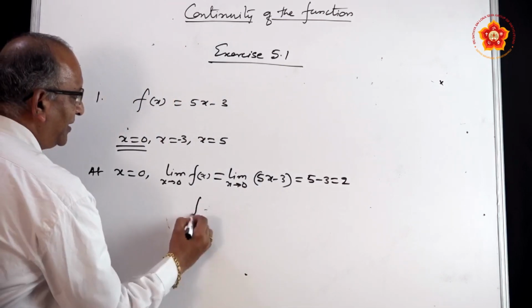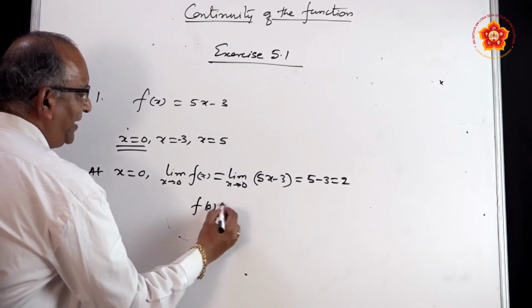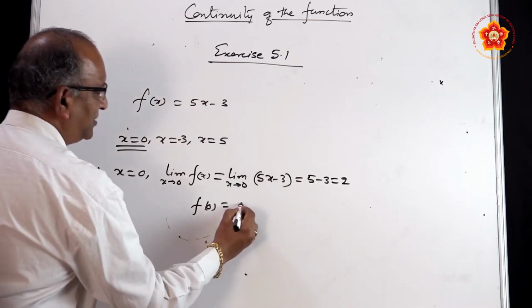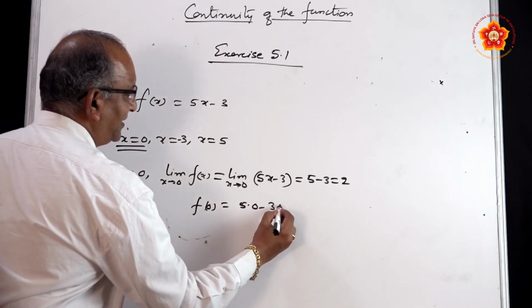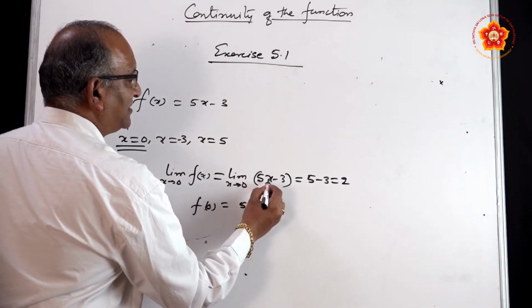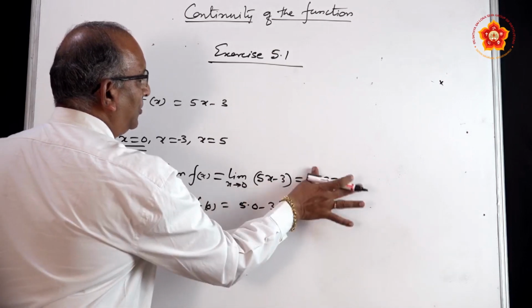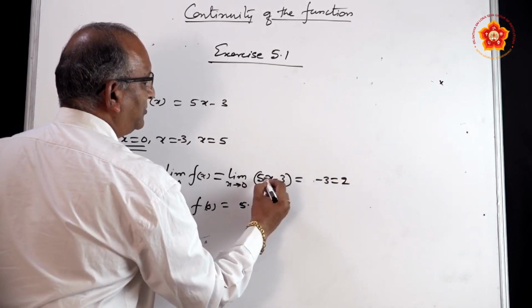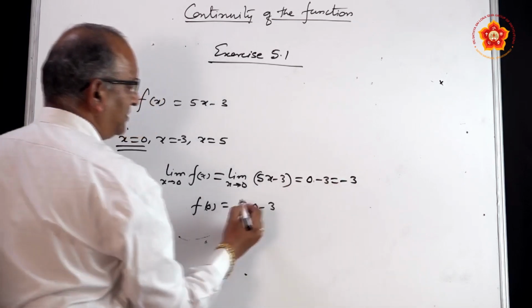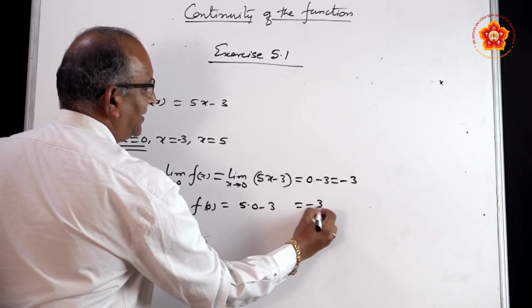Now find out f of 0. How do you find f of 0? In the given function, substitute 0 in place of x. You get 5 into 0 minus 3. Here when we substitute x tending to 0, you get 5 into 0, which is 0, minus 3. The answer is minus 3. Similarly here also you get minus 3.